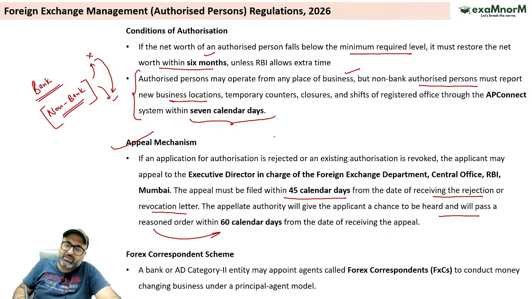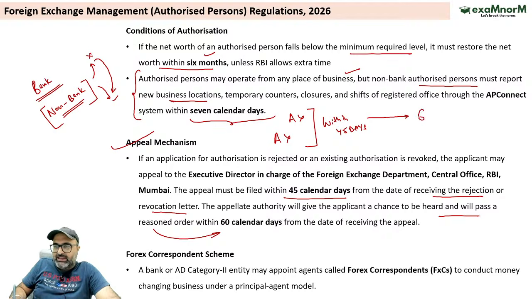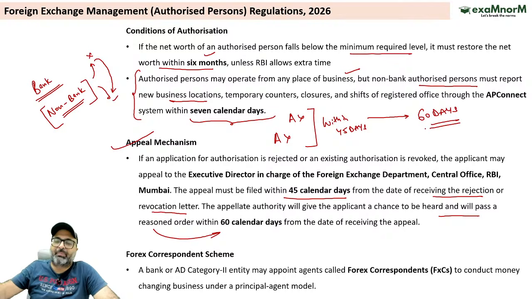बात समझ आई कि सर अगर मान लो मेरी एप्लीकेशन रिजेक्ट हो गई या फिर मेरी ऑथोराइजेशन को कैंसिल कर दिया, in both the cases within 45 days I can apply and the appellate authority will listen to my appeal and they will give their decision within 60 days of the appeal they have received.